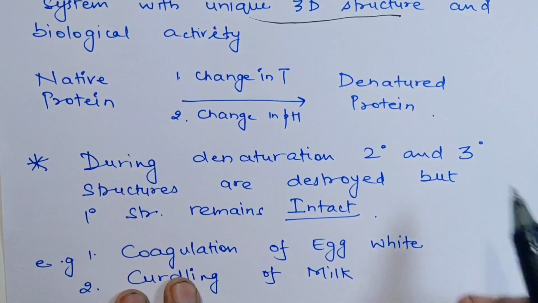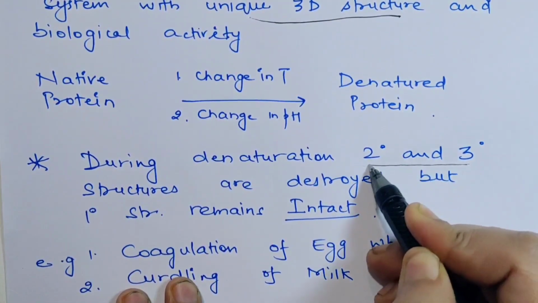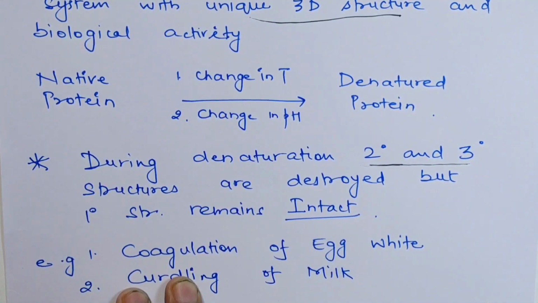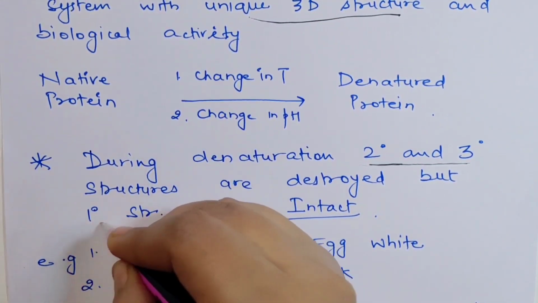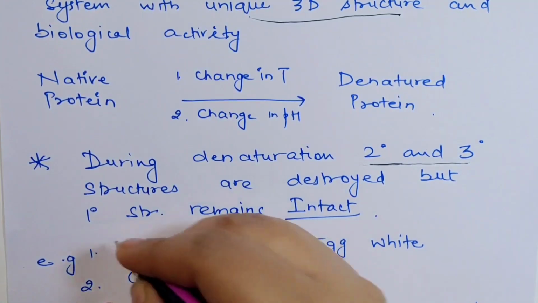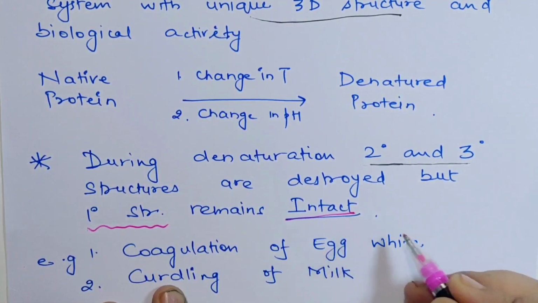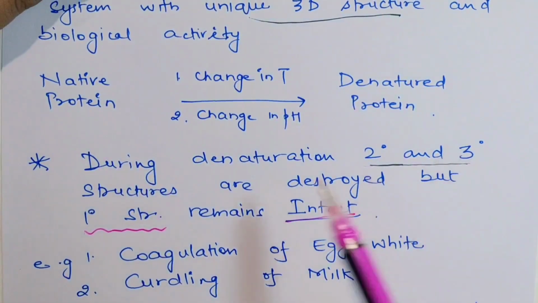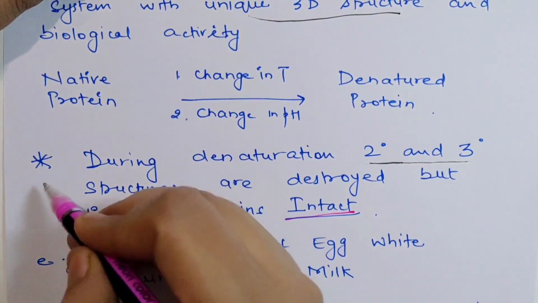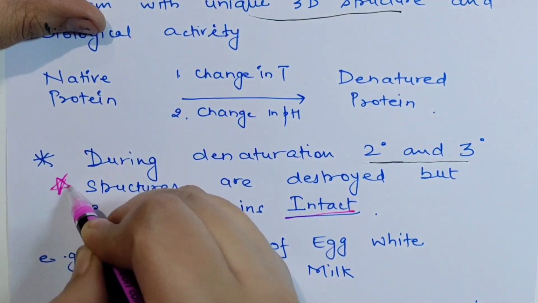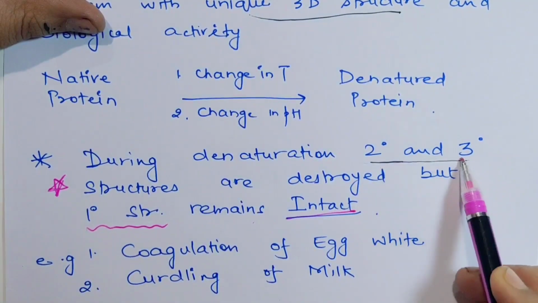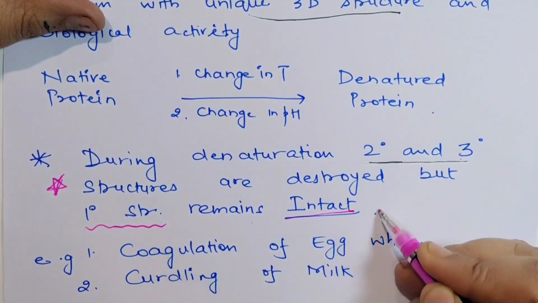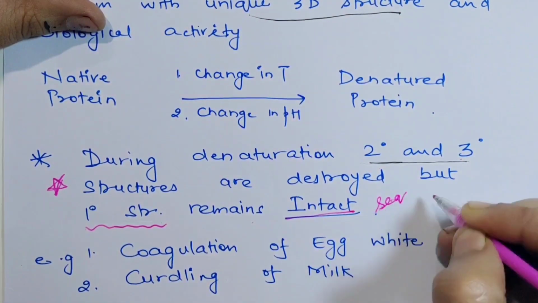So what happens in denaturation? In denaturation, the secondary and tertiary structure of protein are destroyed, but the primary structure is intact. It remains intact. It doesn't change. This is very, very important, that during denaturation, only the secondary and tertiary structure are destroyed. The primary structure, that is the sequence of amino acids, will not change.